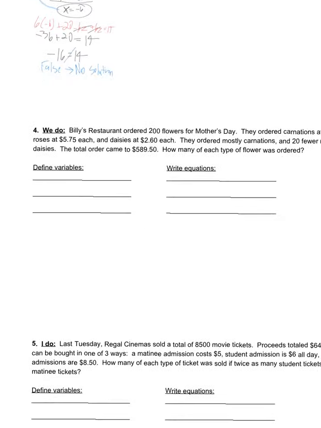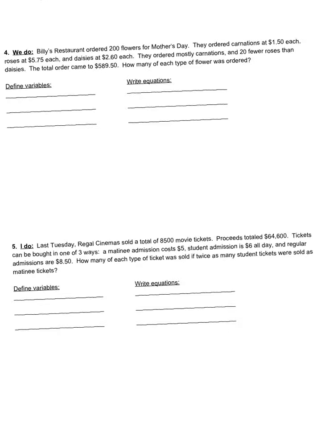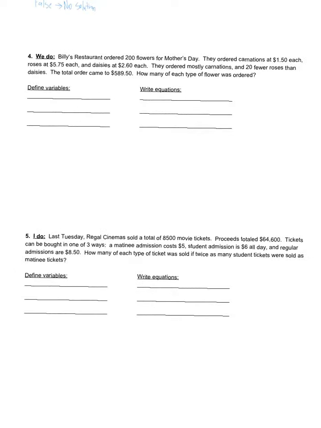It's a word problem. So Billy's restaurant ordered 200 flowers for Mother's Day. They ordered carnations at $1.50 each, roses at $5.75 each, and daisies at $2.60 each. They ordered mostly carnations and 20 fewer roses than daisies. The total order came to $589.50. How many of each type of flower was ordered?